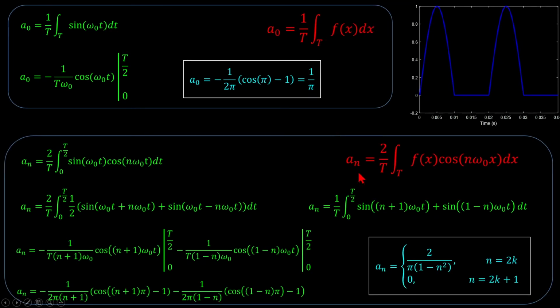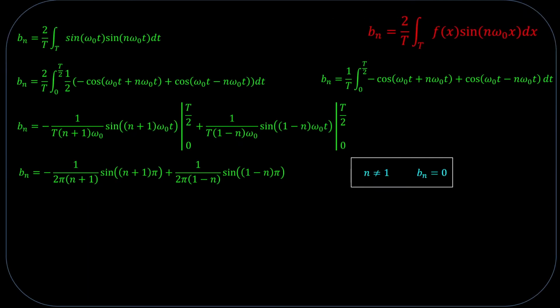We continue our calculation to find an. We need to calculate this integral. Again, f(x) is sin(ω0t). We do the integration from 0 to T/2. We have multiplication of sine and cosine. We can convert it into a summation, and then with some basic high school mathematics, you can do the integration and simplification. Eventually, you come to the conclusion that an is 0 when n is odd, and is this one when n is even. You can pause on any of these slides and follow the derivation if you want.